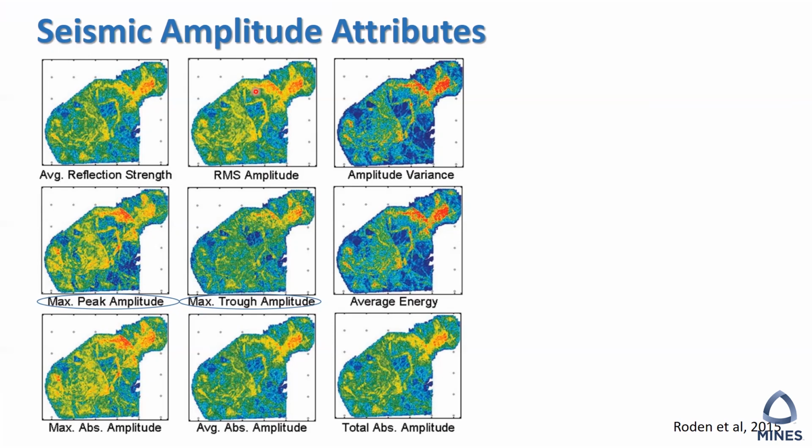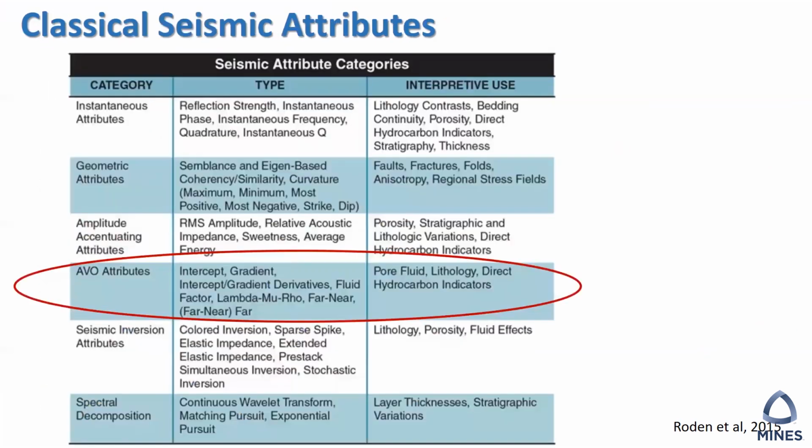So this would be the basic things that you would want to do on your project: to run your instantaneous, to run your coherency, and to run your amplitude, RMS amplitude attributes, and map those, and just start with that to work on your project.